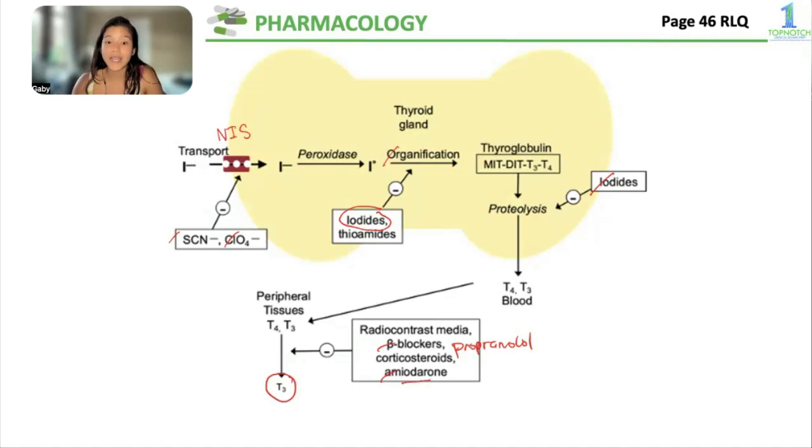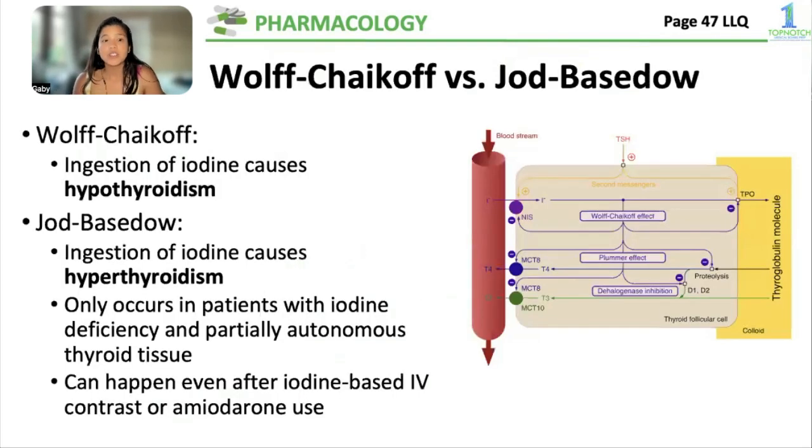So you might be wondering, how does iodide or iodine, when ingested, cause either hypo or hyperthyroidism? Your Wolff-Chaikoff effect explains how some ingestion of iodine can cause hypothyroidism. So it might be paradoxical because remember, iodine is important in the production of thyroid hormones. However, if you ingest large amounts of iodine, it causes hypothyroidism via this effect. It is most commonly seen in patients who are baseline already hyperthyroid or patients with Graves' disease.